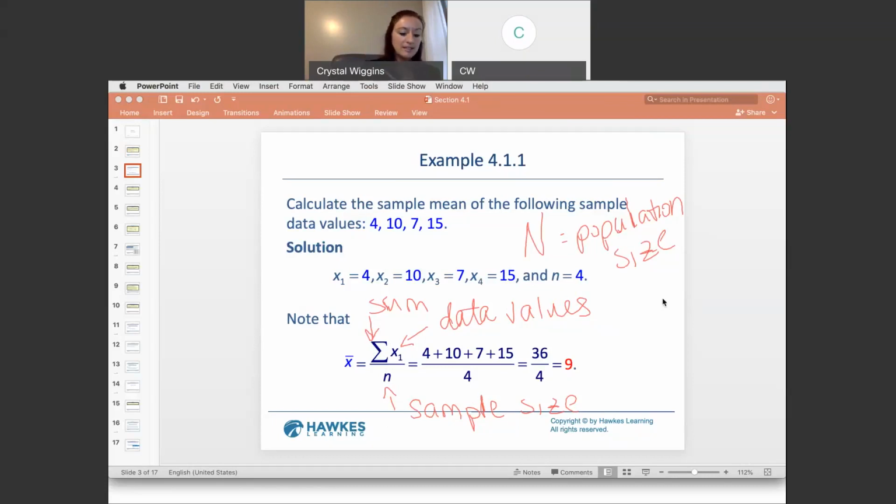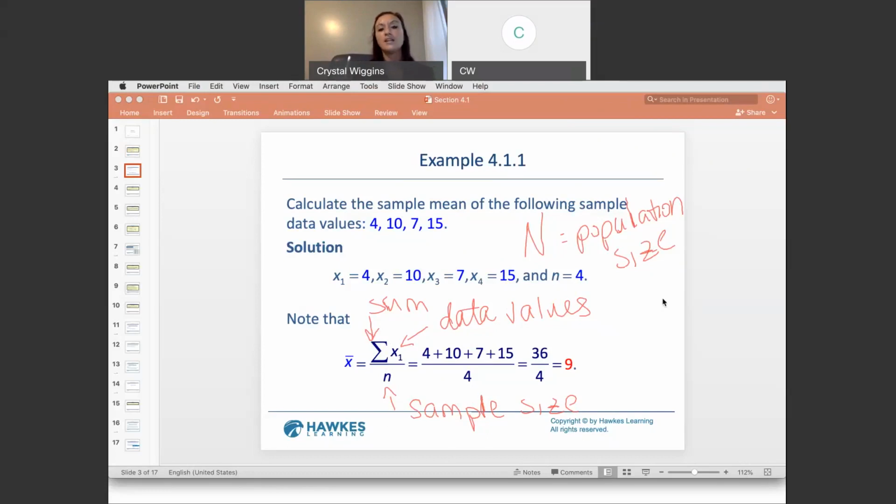So little n is the sample size symbol, big N is population size. You're going to want to keep a log. As we introduce more and more symbols, you are going to want to keep a log or a diary, so to speak, of these symbols so that you are essentially decoding the math language.